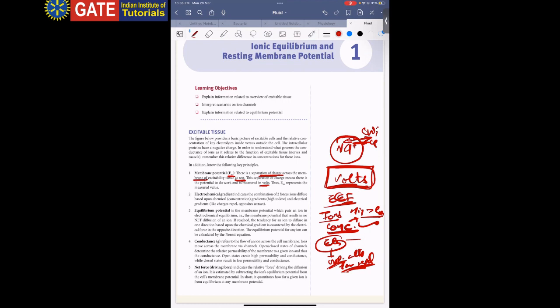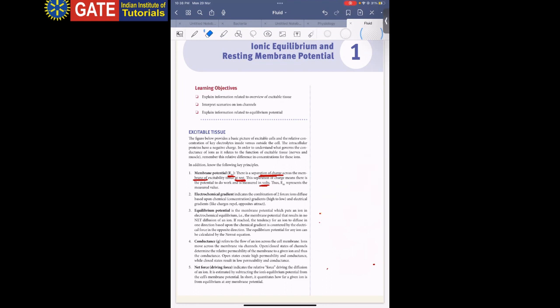Then after the membrane potential, we have the equilibrium potential. What is equilibrium potential? Equilibrium potential is just the membrane potential, but in the electrochemical equilibrium. It is the membrane potential when there is no net diffusion of the charge. Like the charge inside is equal to the charge outside. There will be no diffusion in and out of the charge. So that will be an equilibrium state. At that time, the membrane potential is known as the equilibrium potential.